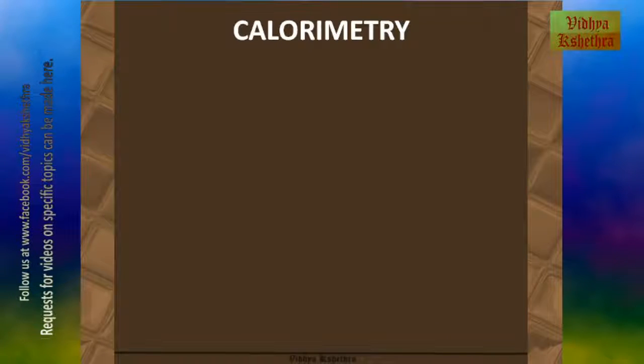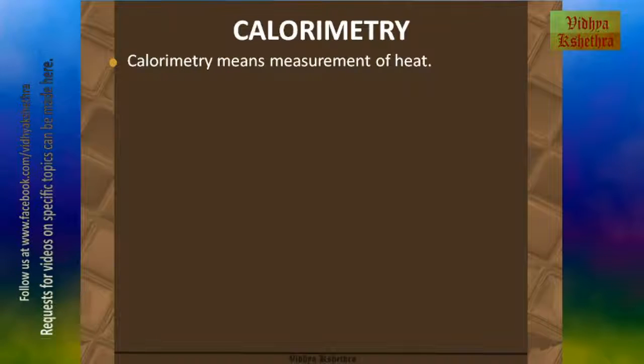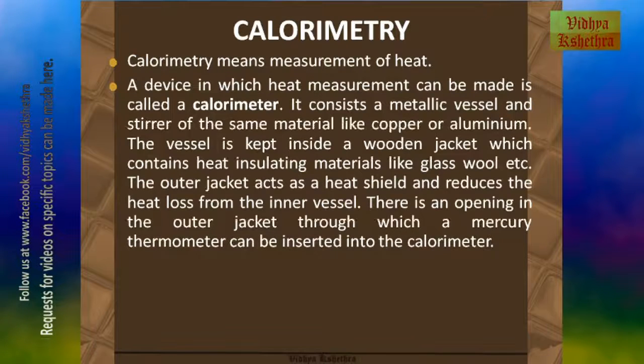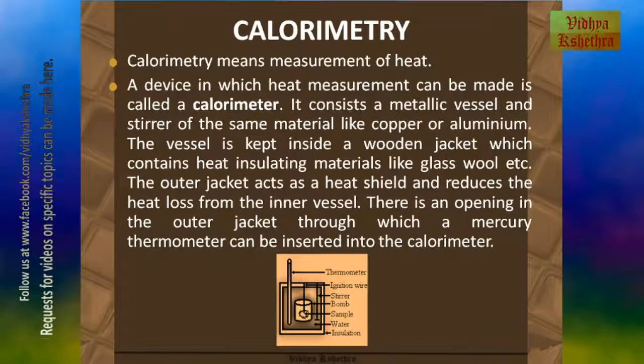Now we shall see calorimetry. Calorimetry means measurement of heat. A device in which heat measurement can be made is called a calorimeter. It consists of a metallic vessel and stirrer of the same material like copper or aluminium. The vessel is kept inside a wooden jacket which contains heat insulating materials like glass, wool, etc. The outer jacket acts as a heat shield and reduces the heat loss from the inner vessel.